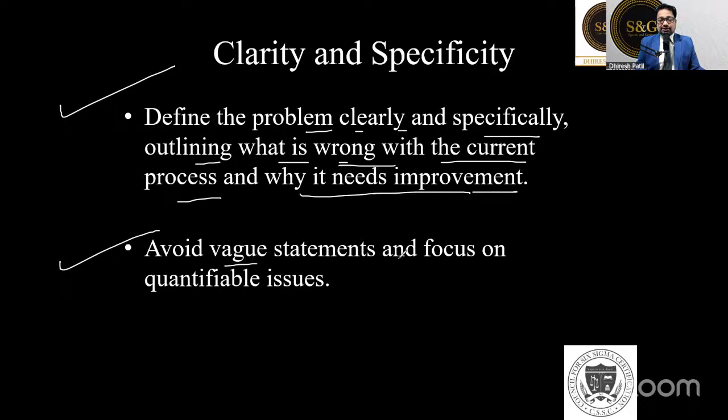Avoid vague statements, vague meaning unclear. Focus on quantifiable issues. Again, quantifiable meaning measurable, the same thing. If it is not quantifiable, if it is not measurable, it is not a Lean Six Sigma project. Very simple. It has to be quantifiable, it has to be measurable. The impact should be measured. That's why I started with the KPI only. KPIs are always measurable. You will not get a KPI which cannot be measured. So this clarity and specificity are very, very important.